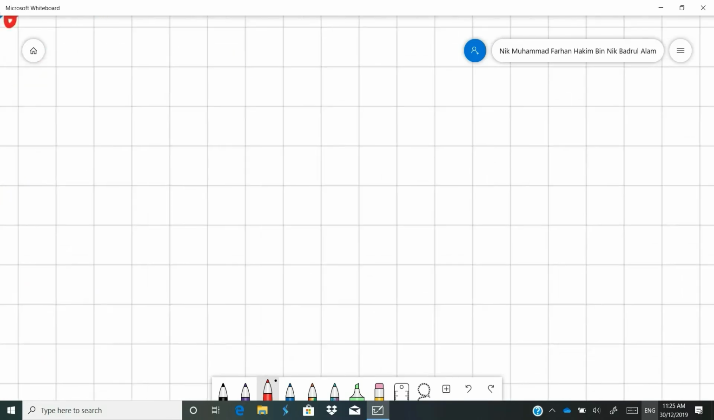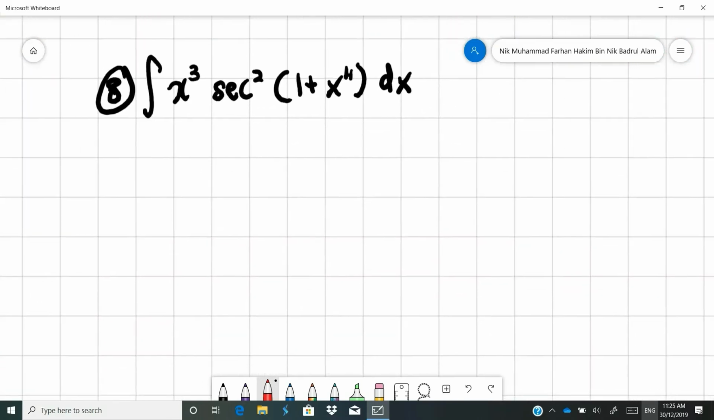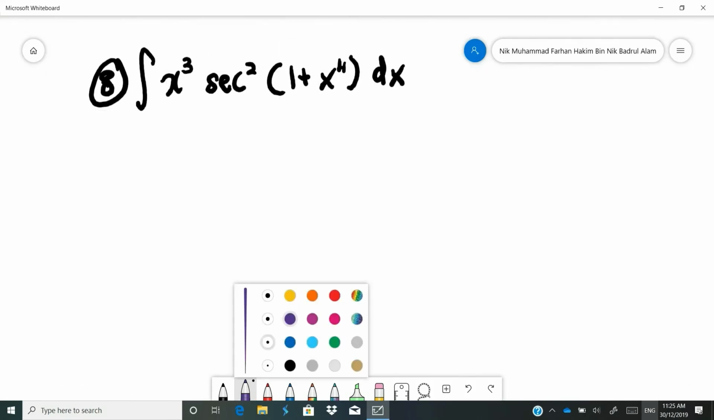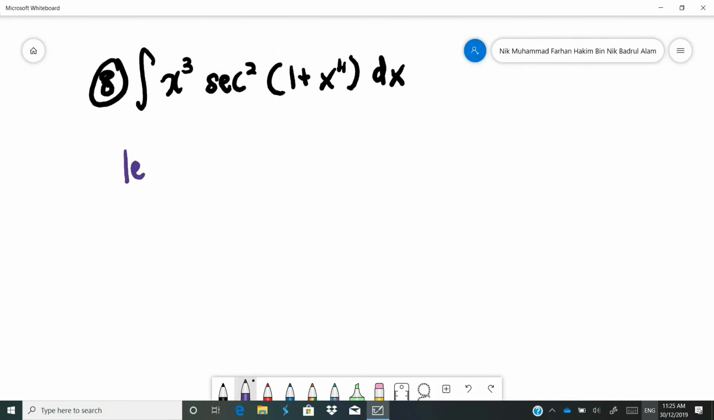Alright, nice, that one is done. Okay, so let's see this example. You have to choose wisely which one is going to be let u. So actually in this case, let u be the expression in the bracket, it is very clear.